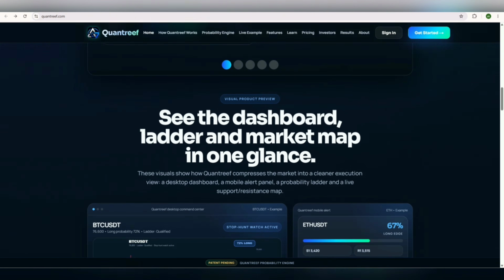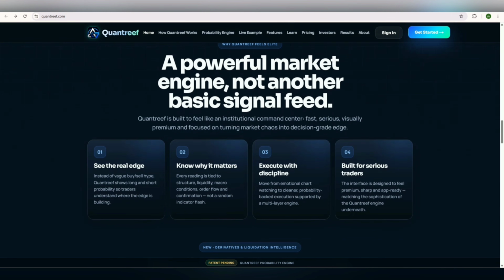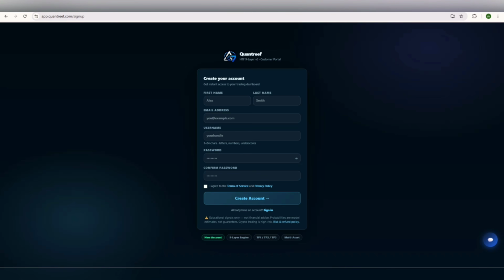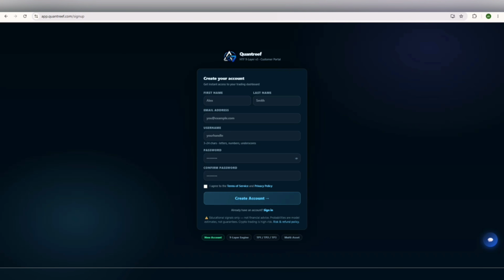First of all, you have to come to this website, link in the video description, and create your account. To create the account, you have to fill in this form that has some common information like your first name, last name, email address, unique username, and a password of 6 to 8 digits, and then click on the create option after accepting the terms and conditions.